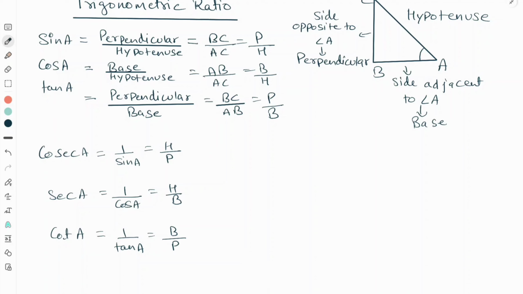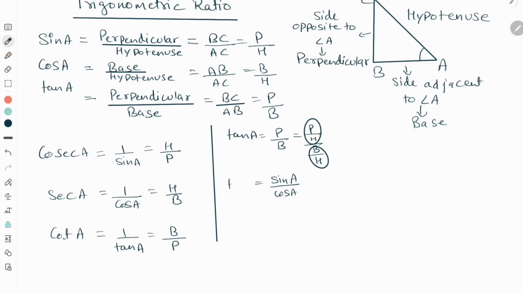One thing to notice here, for tan A we have P divided by B. If we divide both of the terms with H, we will get something like this, and this P divided by H is nothing but sin A, and B divided by H is cos A. So our tan A is sin A divided by cos A, which you can use in your questions.